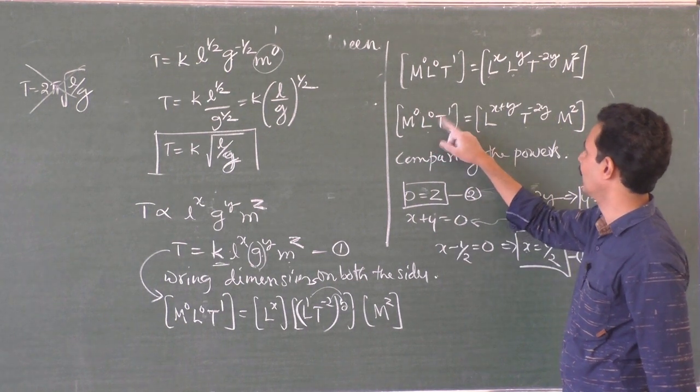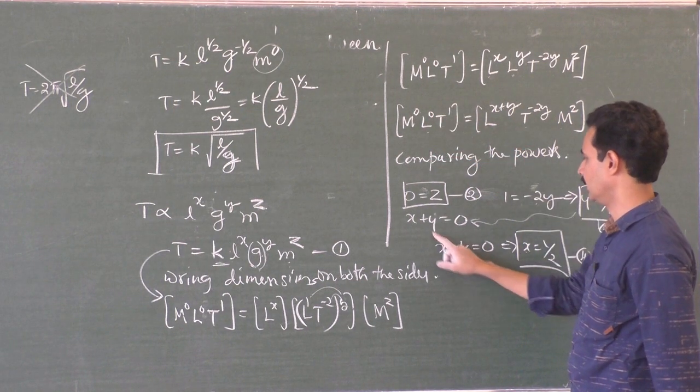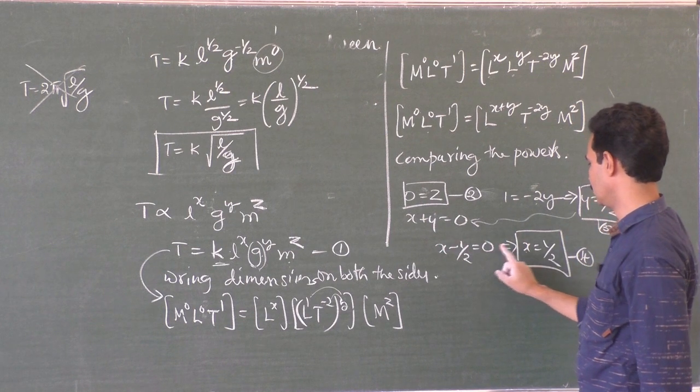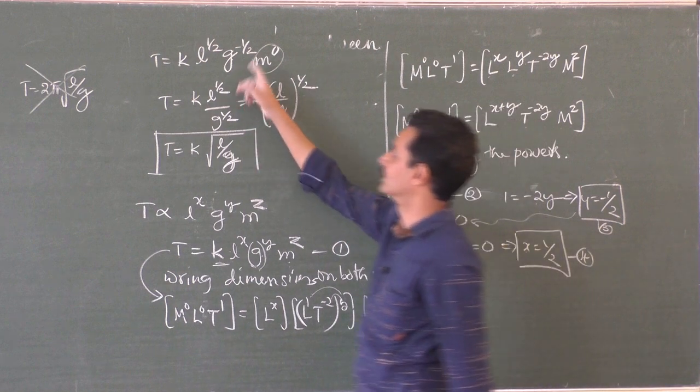ಅದು ಯಾರಿಗೆ ಪವರ್ L ಗೆ, L to the power 0, L to the power x plus y. x plus y is equal to 0. x equal to, y equal to minus half ಹಾಕಿದ್ದೀವಿ. x minus half equal to 0, x equal to half. So writing all those things you get this.